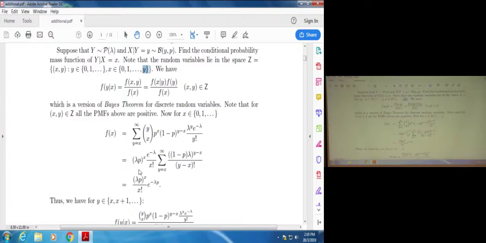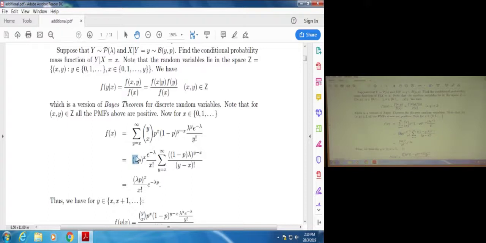I get e to the minus lambda comes outside, and I get this 1 minus p times lambda to the power y minus x. Okay, so just to say that this extra lambda comes from the fact that I put the lambda here, so I get an extra lambda to the power y minus x, so I must get lambda to the x here. Okay, and now this summation, how do you do it?